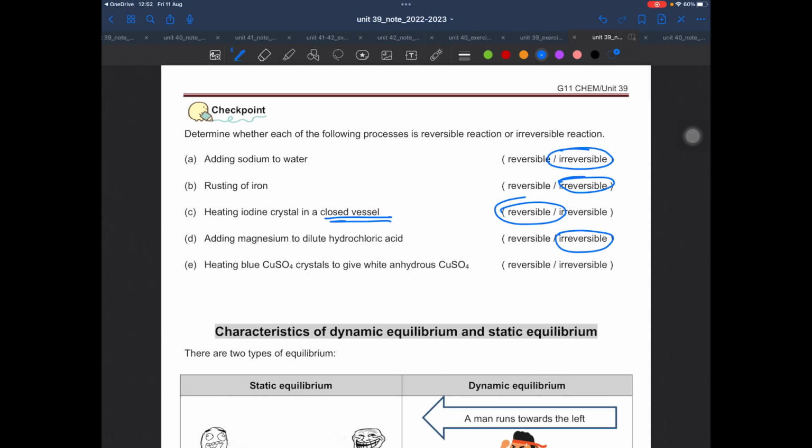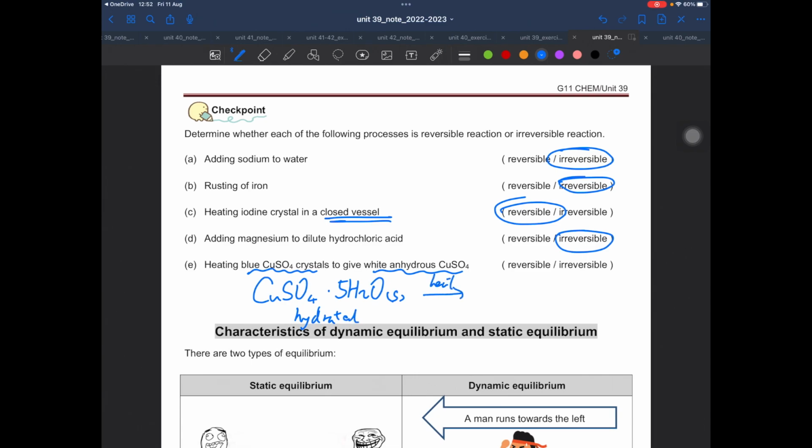And finally, what about heating the blue copper sulfate crystal into white? Let's copy down the equation first. Well, the blue crystal is the hydrated one.